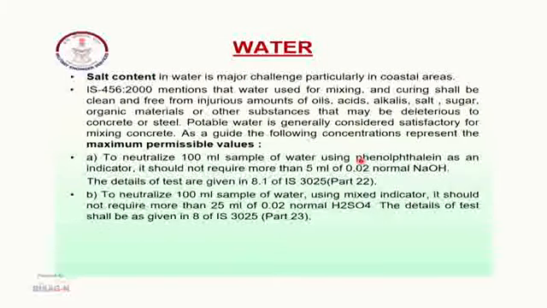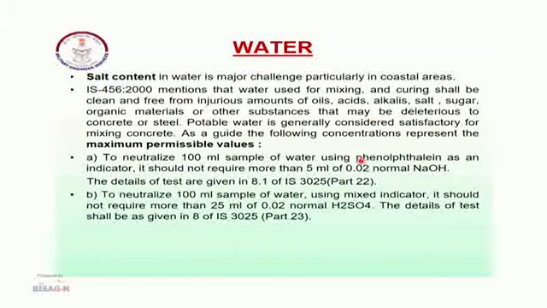Water, salt content particularly in the coastal areas is very important. IS 456-2000 mentions so many criteria to test the water quality. Potability is an important thing which is written. In contract, we generally write acidity test, alkalinity test or pH value test, but the IS code says so many things.